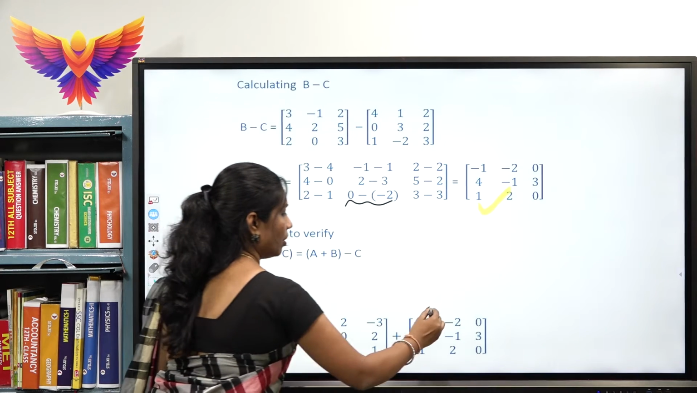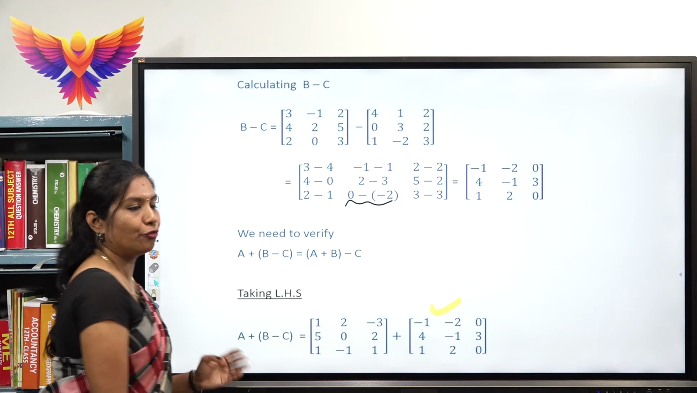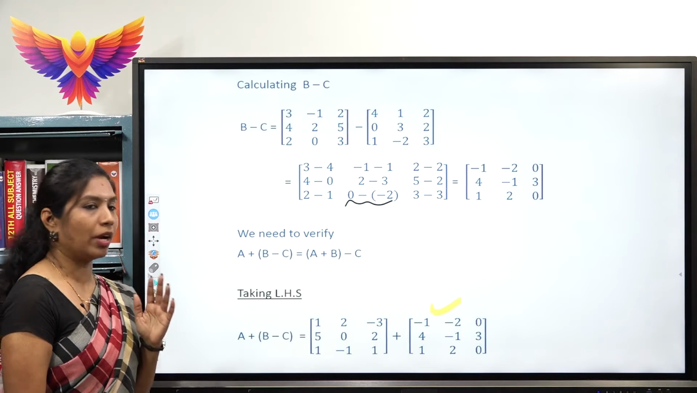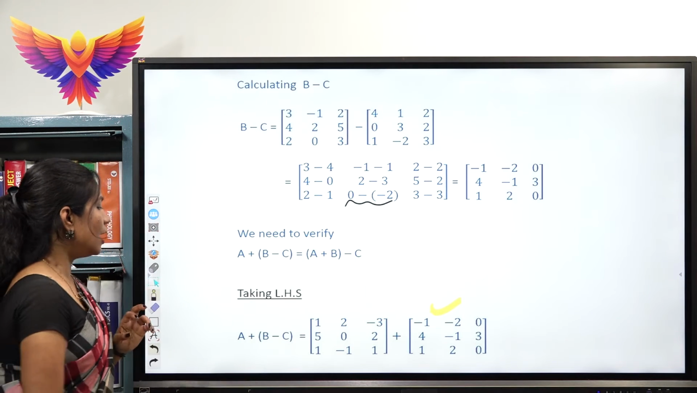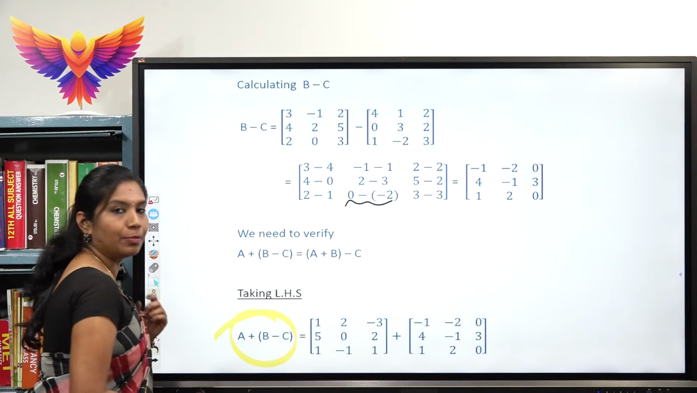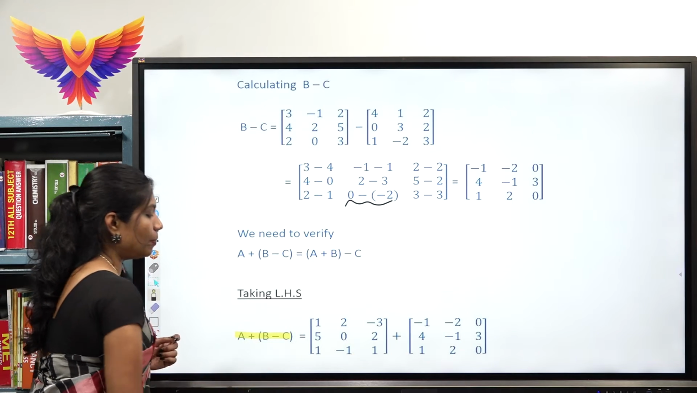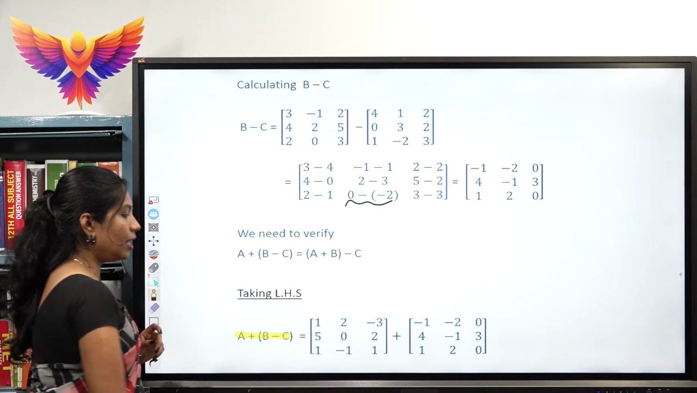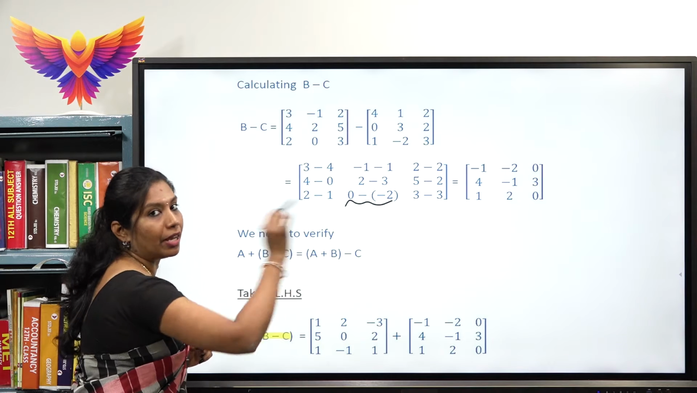B minus C is nothing but minus 1, minus 2, 0, 4 minus 1 and 3, 1, 2 and 0. Here I need to add these two, that is what has been asked. I need to find out what is A plus B minus C. I will be adding matrix A with B minus C.